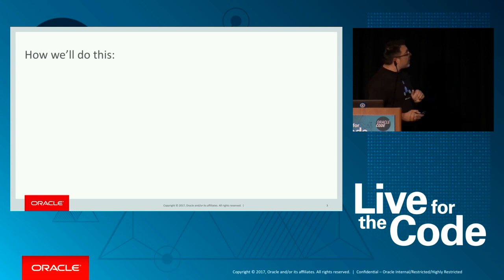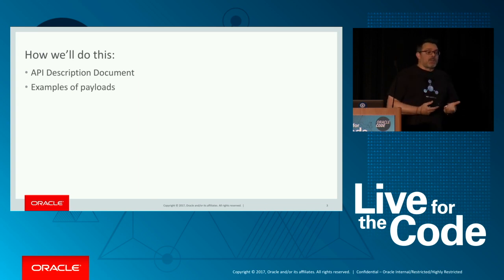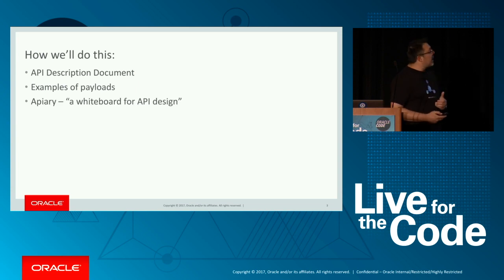So how are we going to do this? First of all, we're going to have what's called an API description document. It's going to be something that looks like code in a domain-specific language that is used to describe REST APIs. So it's a language dedicated to describing REST APIs. We're also going to use examples of the data payloads in the requests and the responses, so we can show others what we mean. And we're going to use APIary, a free tool that's used as a whiteboard to host that API description and the examples and to share with others.